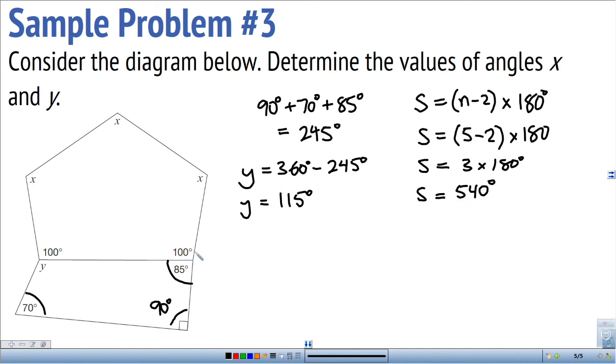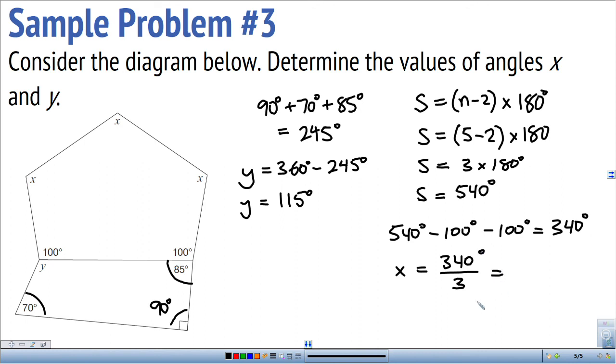So I know that all 5 angles put together will be 540 degrees. These 2 angles on the bottom here are already each 100. So if I do 540, take away 100, and take away another 100, I am left with 340 degrees. So that's how many degrees are left to share amongst these 3 angles. So x here, I can do 340 divided by 3. Okay, now, I can't divide that evenly, so if you wanted to leave that as a fraction, you totally could. Or if you divided them, you'd get 113.33, and so on, degrees.